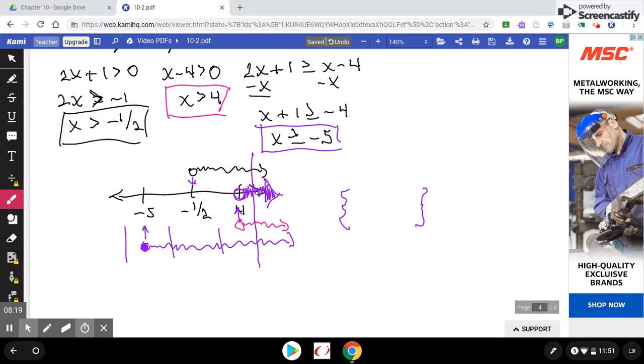But how do you mathematically say that an answer is bigger than 4? Well, you write a greater than symbol. So x is greater than 4. And you have finally reached the conclusion of the chapter 10 videos.